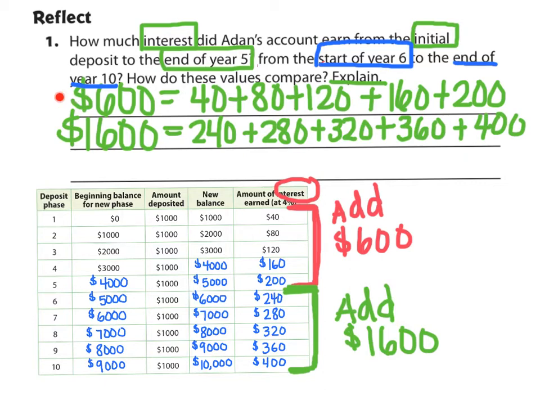So the first 5 years, he earned $600. In the last 5 years, he earned $1,600. Some other people might notice the first number is 40. The first number in the second group is 240. So some people might recognize that every amount increased by $200 in the first section compared to the last section. So whatever way you want to compare, this would be your choice. How do you want to compare?